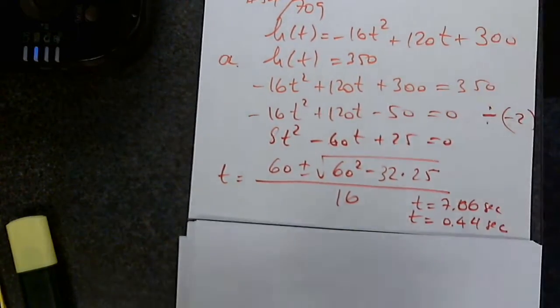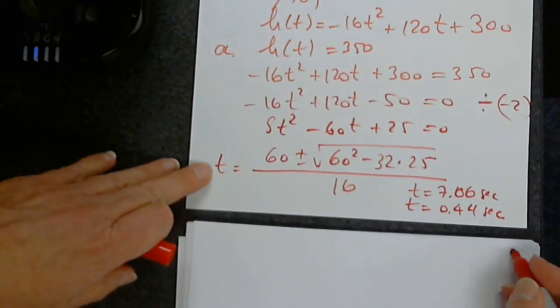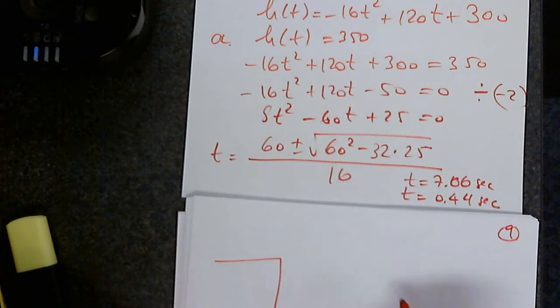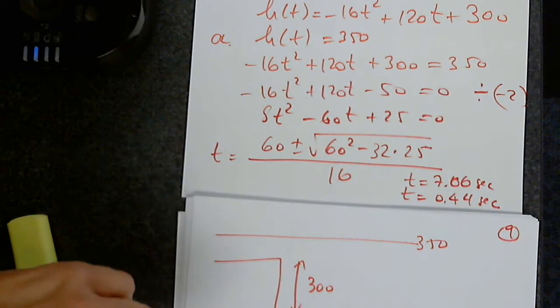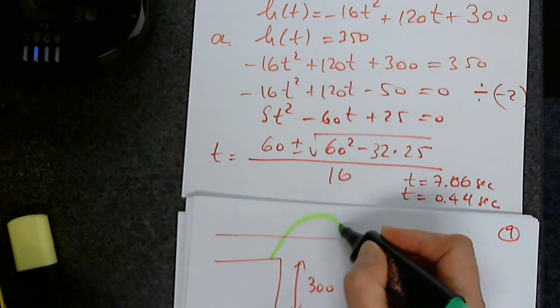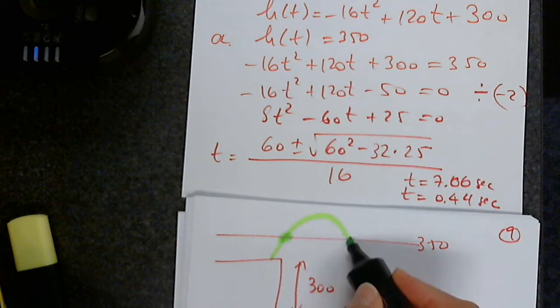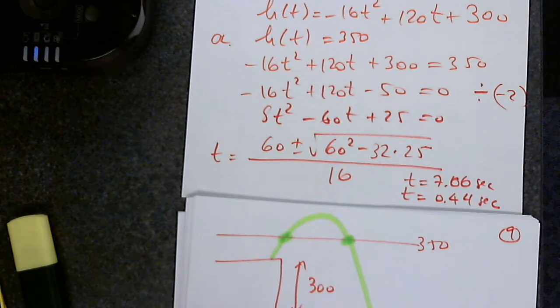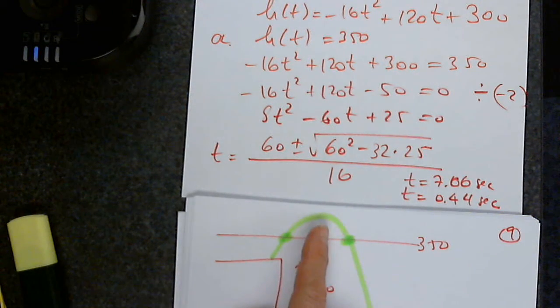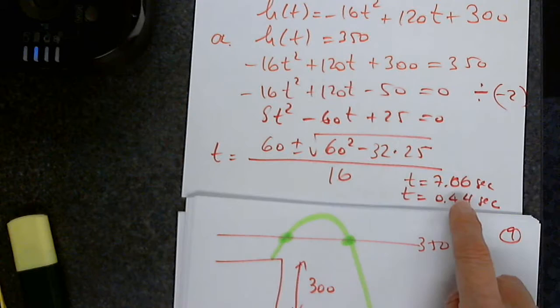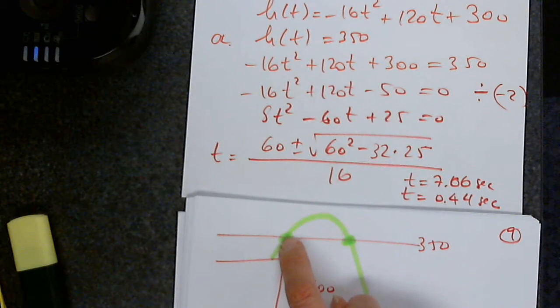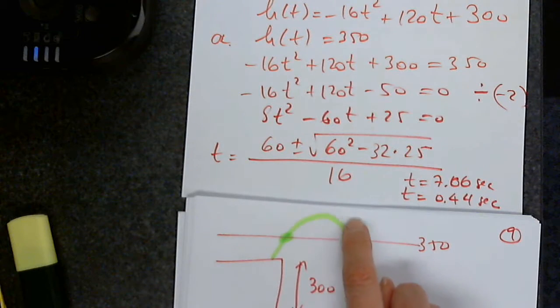Well, it is possible because this is a scenario, 300 and 350 is here. So the projectile does this. So it crosses the line of the height of 350 feet twice. Once on its way up to the maximum, and the second time on its way down to the ground. So 0.44 seconds is from here till here, and 7.06 is from here till here.